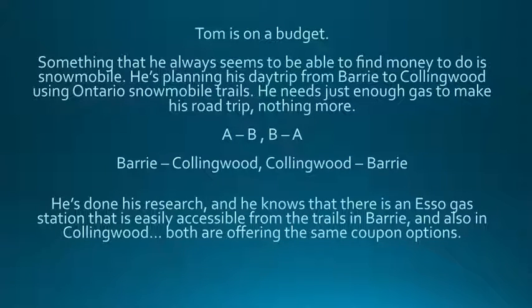Tom is on a budget. Something that he always seems to be able to find money to do is snowmobile. He's planning his day trip from Barrie to Collingwood using Ontario's snowmobile trails. He needs just enough gas to make his road trip, nothing more.